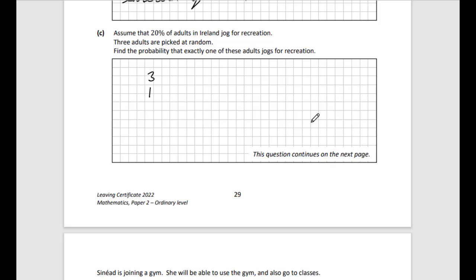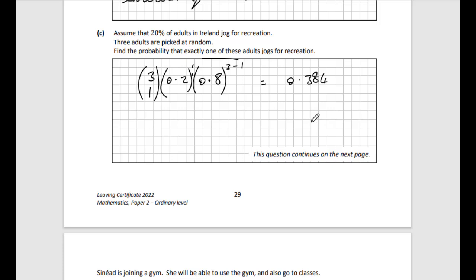We want 1 success. Find the probability that exactly one of these adults jogs for recreation. The probability of success, the probability that someone jogs, is 0.2. You raise that to the power of 1. And then the probability that someone doesn't jog is 0.8, to the power of 3 minus 1. So when you do that, you get 0.384. So it's just 0.384, and that's it.